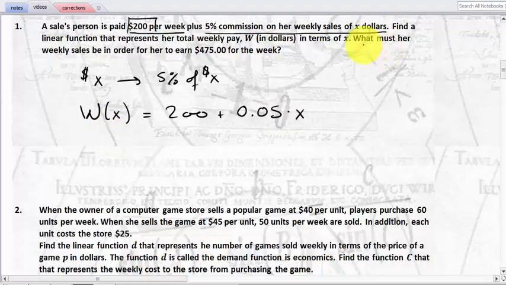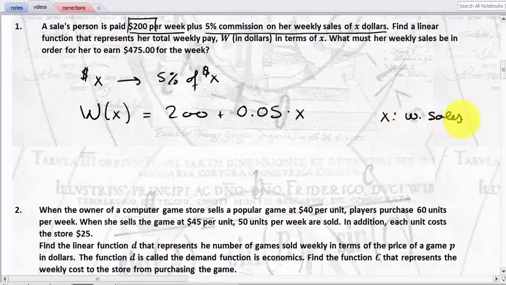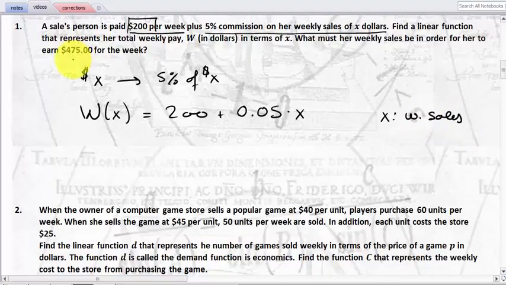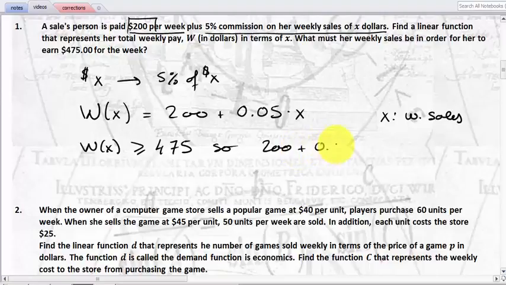Okay. What must her weekly sales be in order for her to earn $475? So weekly sales, don't forget, this is X, right? This is weekly sales. So we want the weekly pay to be greater than or equal to 475, sorry, 475. So the inequality should be pretty simple. 200 plus 0.05x greater than or equal to 475. So that means x is going to be greater than or equal to 475 minus 200, 275, divided by 0.05.